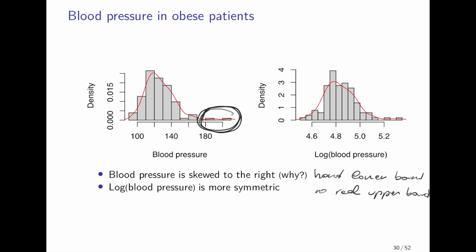Now, if you take the blood pressures and you take the natural logarithm, so if you compute log of blood pressure and now you put that in a histogram, then you see a histogram that's a little bit more symmetrical. And this is a typical thing that we see. If you have things that are skewed to the right, then try logarithm transforming the data. It will make your data more symmetric, generally speaking.